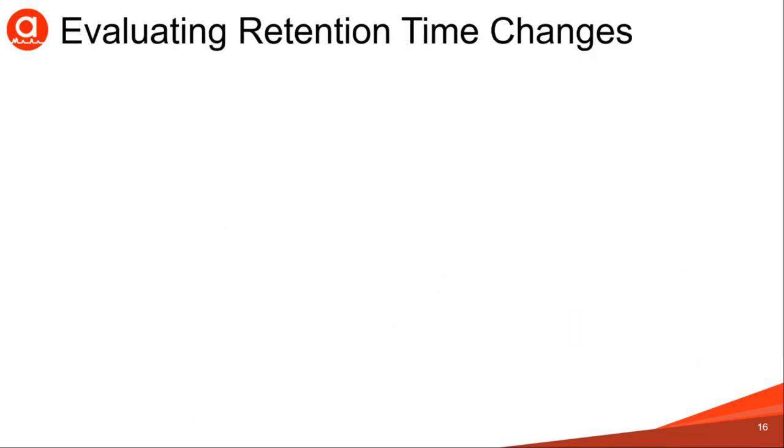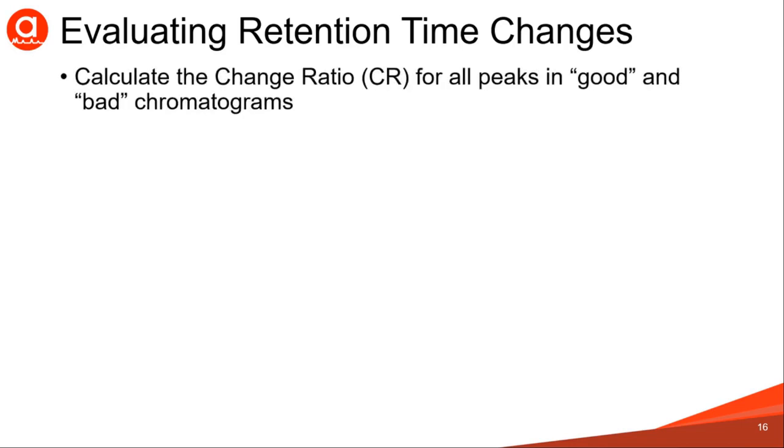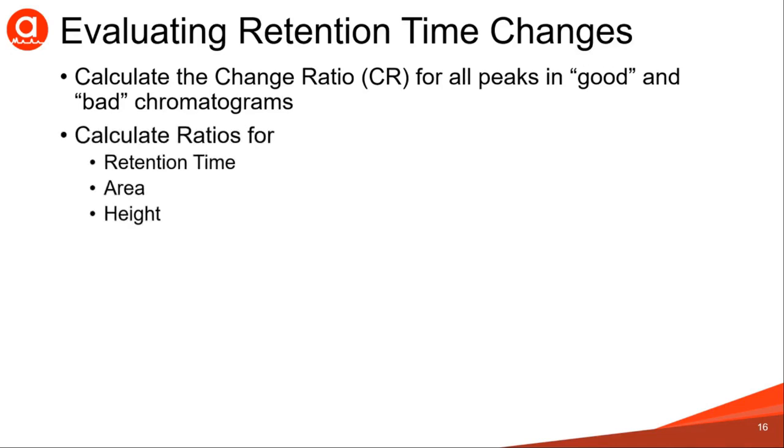So with this information, we can now start looking at our data, and we'd like to compare the good and bad chromatograms. So we're going to calculate something I call the change ratio, and we're going to compare the corresponding peaks in the good and bad chromatograms. And we can calculate these ratios for the retention time, the area, and the height, assuming we have those measurements. And we're just going to simply define the change ratio as the ratio of the bad value over the good value for any of these parameters that we're measuring.